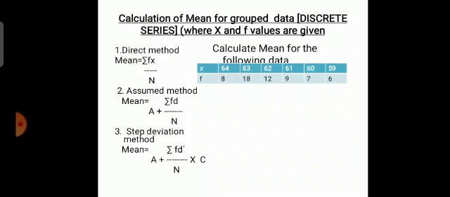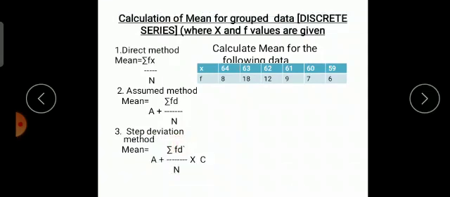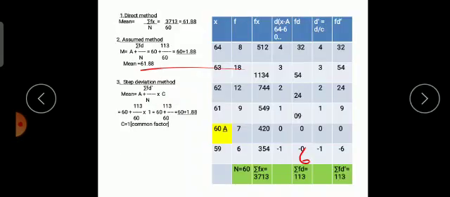The formulas are similar to the individual observation with slight changes. Instead of summation x, we will take it as summation fx upon n, and in the assumed mean method, instead of summation d, we are taking it as summation fd, and in step deviation, instead of summation d dash, we will take it as summation fd dash. So let's take the solution here.